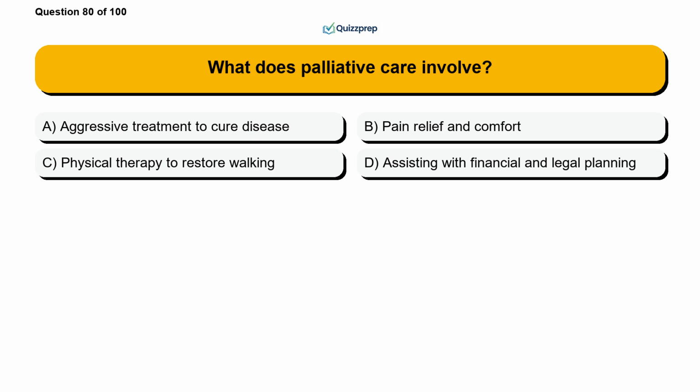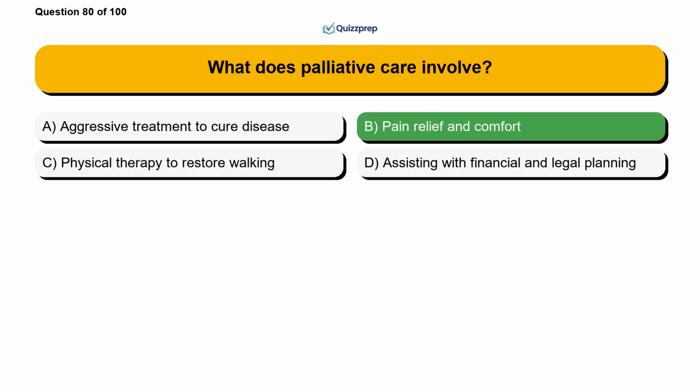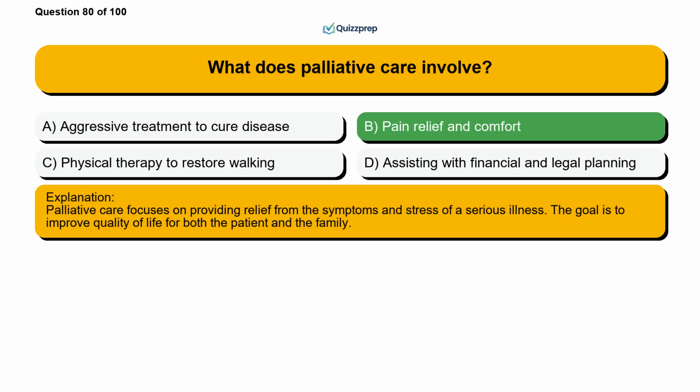Question 80. What does palliative care involve? Option A, aggressive treatment to cure disease. Option B, pain relief and comfort. Option C, physical therapy to restore walking. Option D, assisting with financial and legal planning. The correct answer is option B, pain relief and comfort. Palliative care focuses on providing relief from the symptoms and stress of a serious illness.